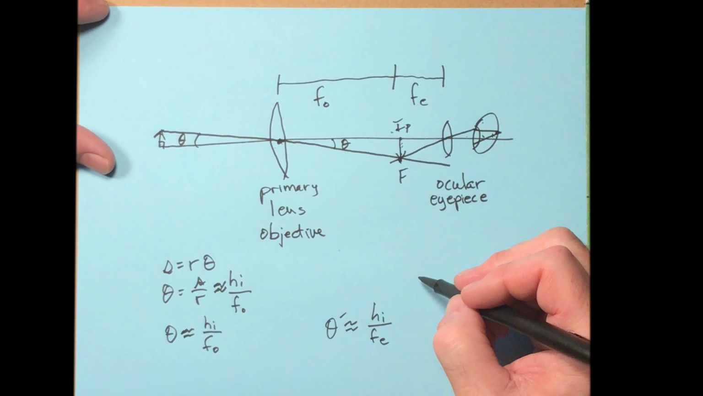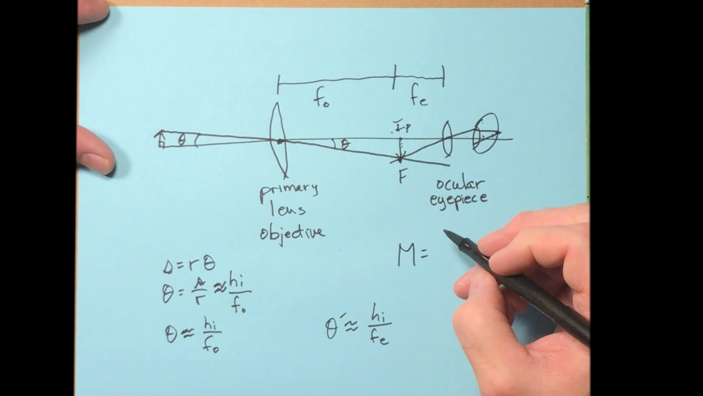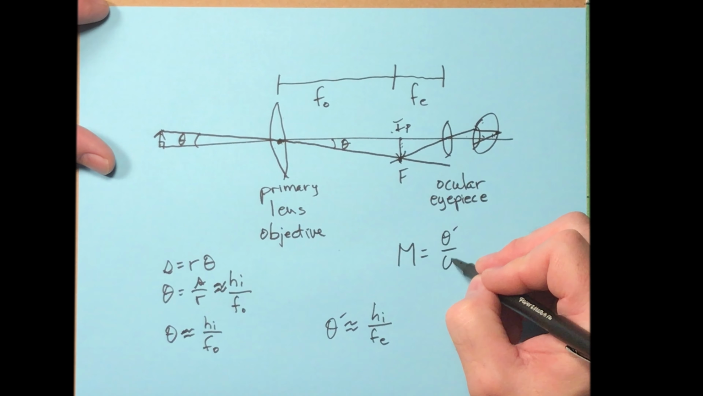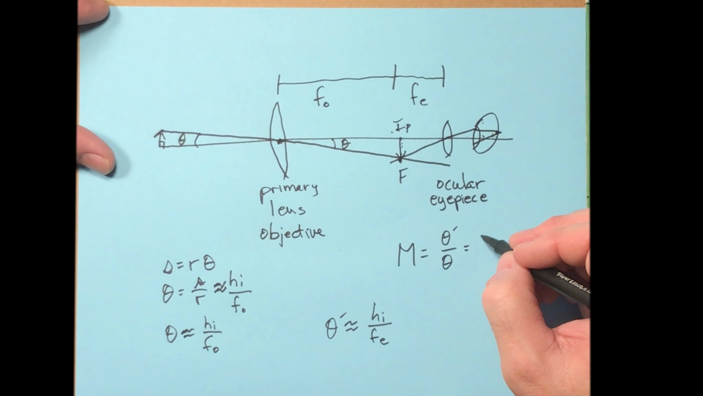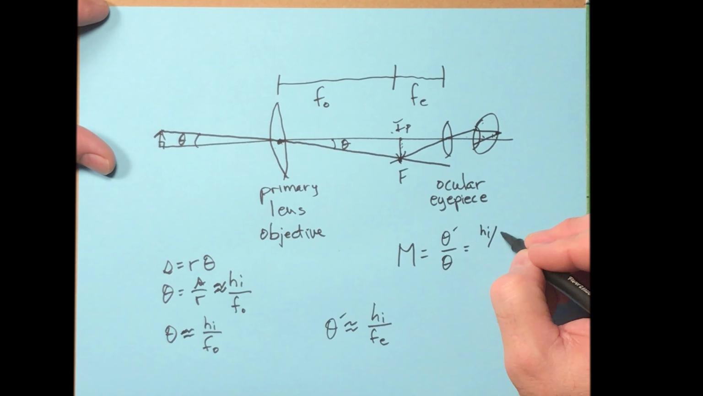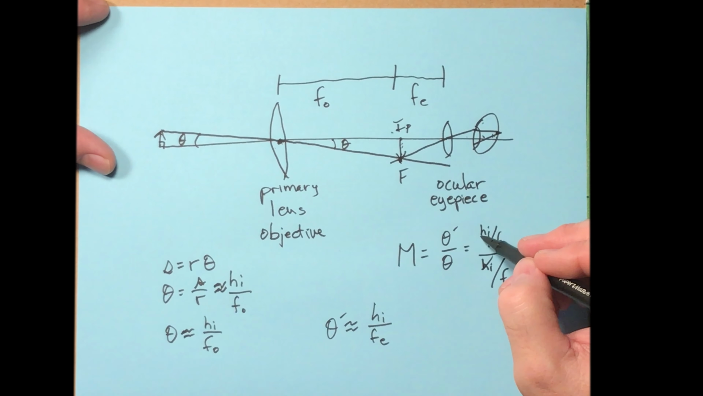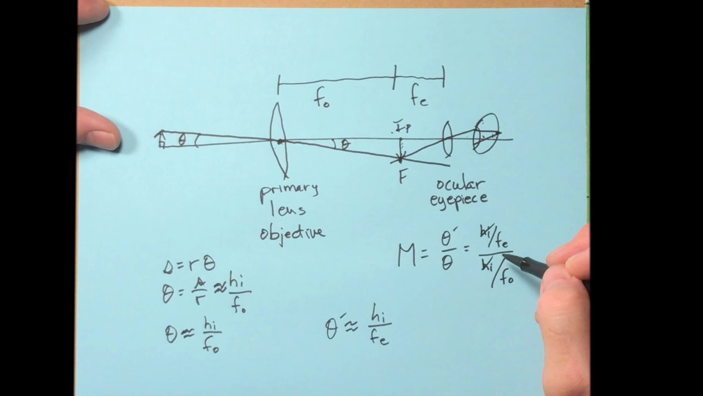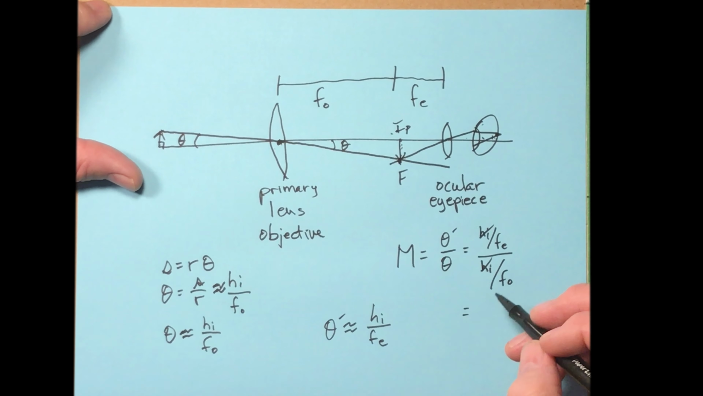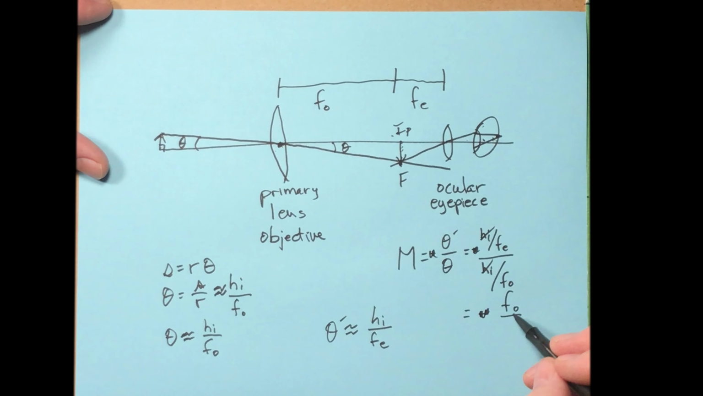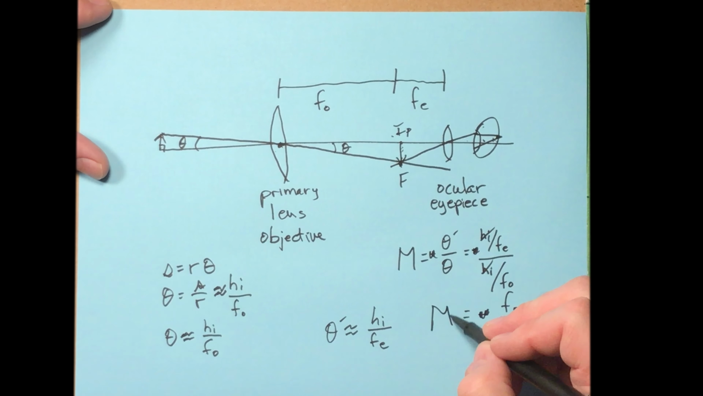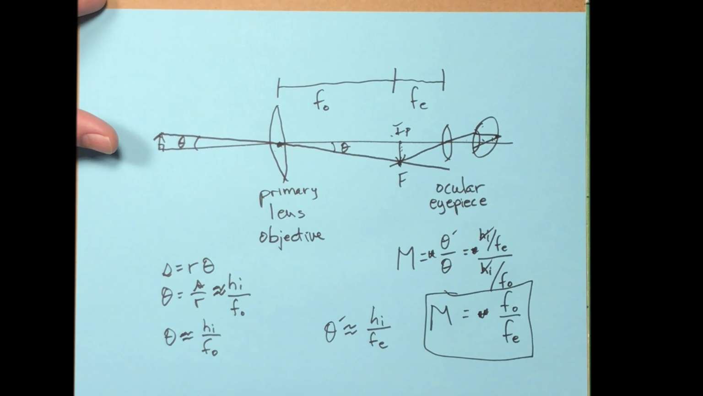So if we take the magnification, it's theta prime over theta. That's going to be approximately equal to the height of the image over the focal length of the eyepiece divided by the height of the image over the focal length of the objective. And you see that the height goes away, and this is equal to minus the focal length of the objective divided by the focal length of the eyepiece. That's the magnification of a telescope right there.